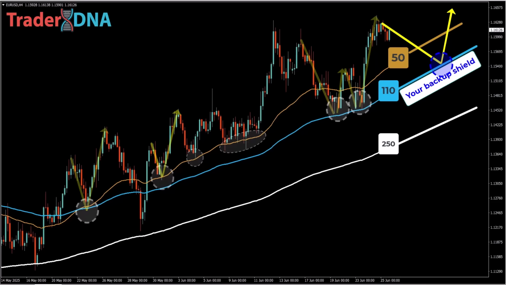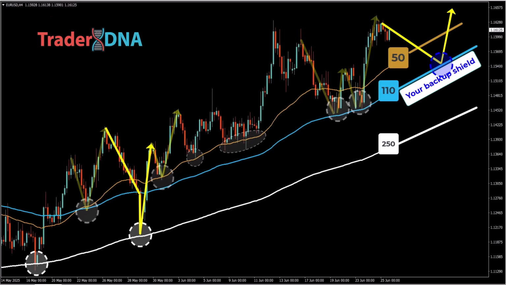So here's what happens. Price drops below the 110 EMA, and guess where it goes? Straight down to the 250 EMA, and boom, another bounce. Right here, price hits it, instant reaction. It's like the market slams the brakes and says, no further, this is the edge. It's the market's final support zone, the point where momentum either recovers or completely flips.